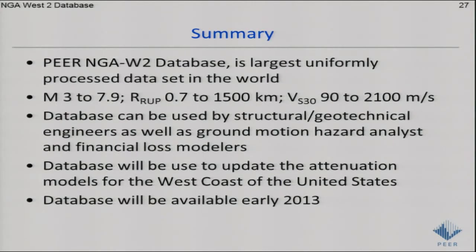So as a summary, the database is, I would say, the largest uniformly processed dataset in the world. It has a magnitude range of 3 to 7.9, closest distance range of 0.7 to 1,500 kilometers, a VS30 range of 90 to 2,100 meters per second. And it was a significant effort to pull all this information together.